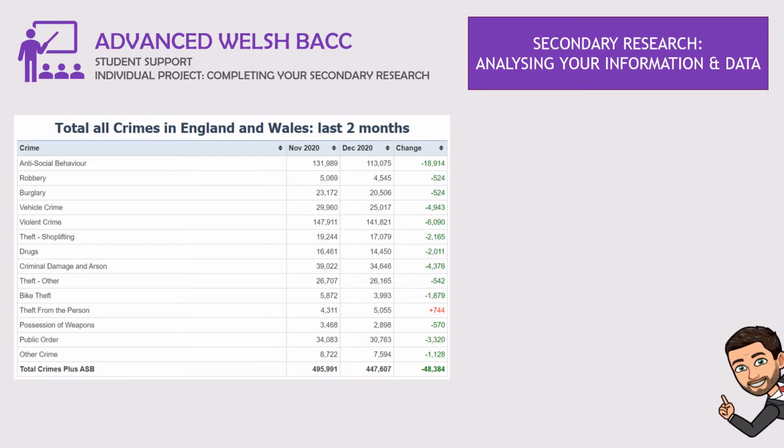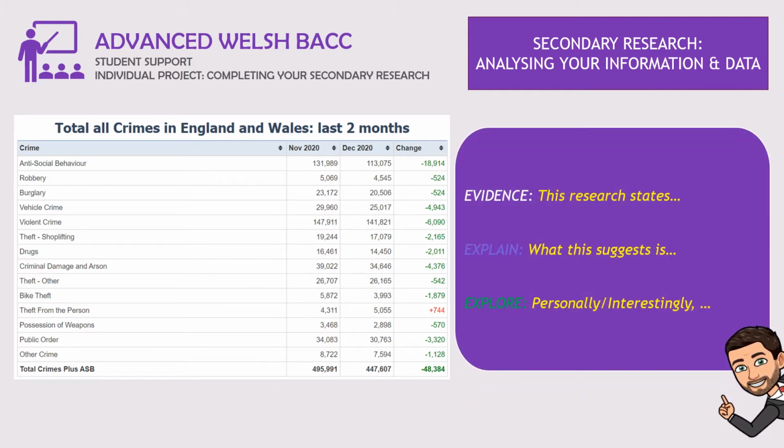So once you've collected your secondary research, it's then on to analysing the information and data that you've collected. We've got an example here of some data. It is in the form of a table, and how you might analyse the data in that table could follow the response structure that is shown on the right now.